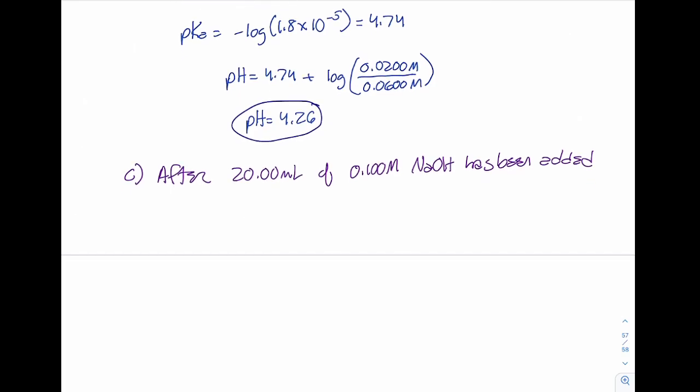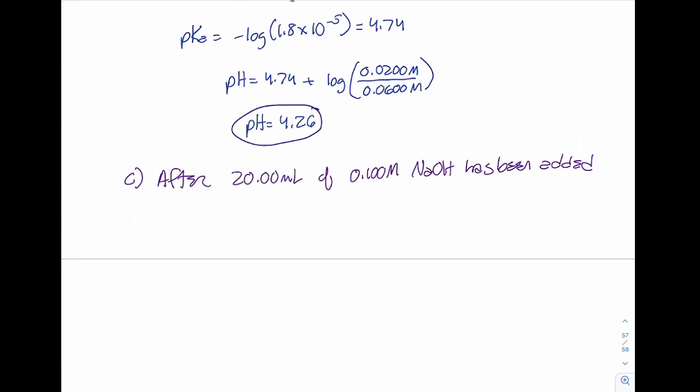So we're going to do the same thing that we just did in part B. I'm going to figure out the number of millimoles of base that I added by taking 20 milliliters, multiplying it by 0.100 molar. I'm going to write my neutralization reaction, set up that change table, and then look to see what's going on.